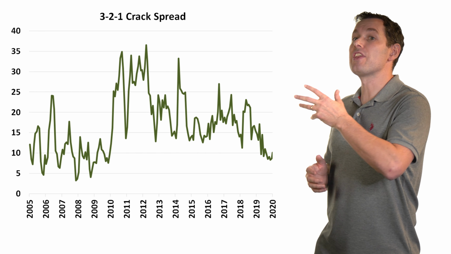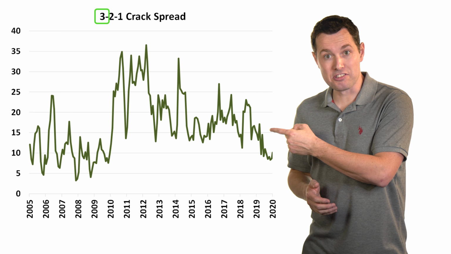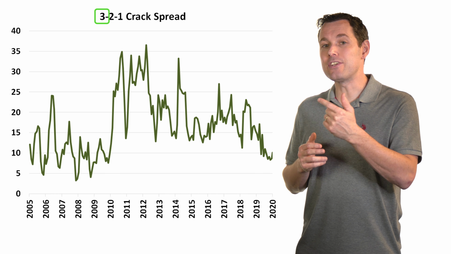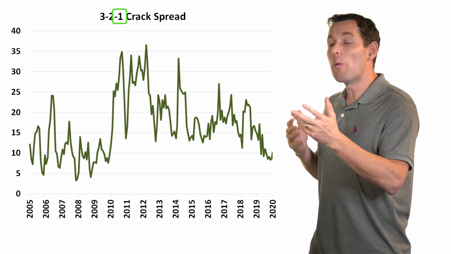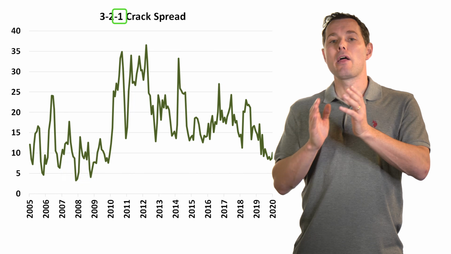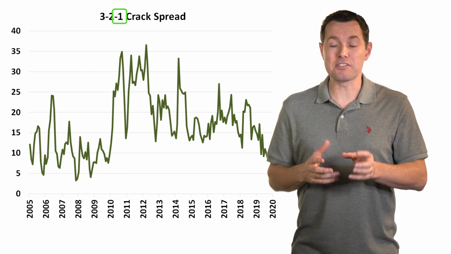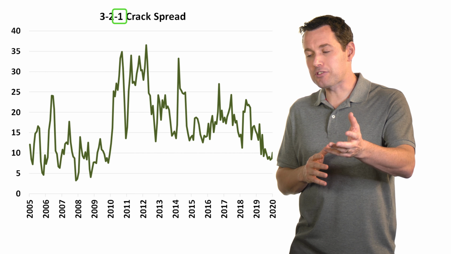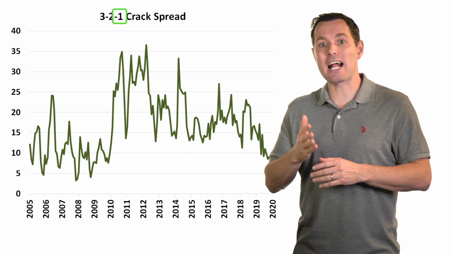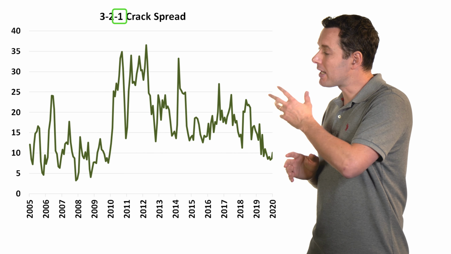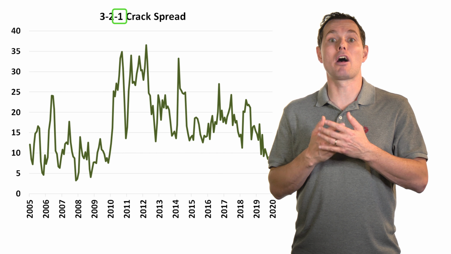Just to illustrate how the crack spread is used. In this example, you have 3 barrels of oil refined into 2 barrels of gasoline and 1 barrel of distillate fuel. So what would the profit margin be, assuming that was the ratio that came out? Now, every quarter, every year, every company is going to have slightly different ratios. That's why you would look at something like the crack spread, and it's not dollar for dollar exactly what they get. It will be some variation of that, but it is a good way to roughly estimate how the downstream business is doing from a profitability standpoint.